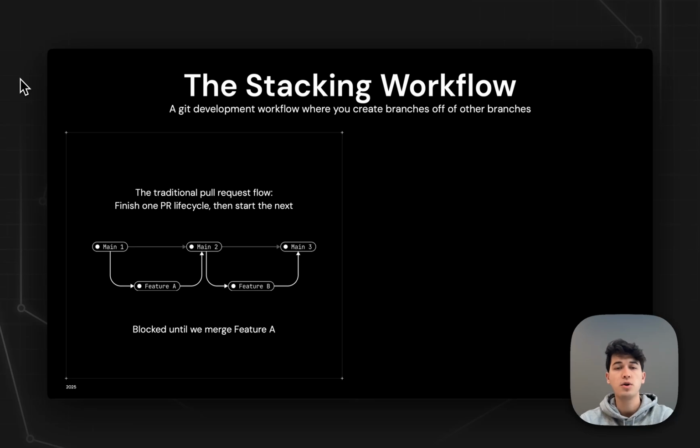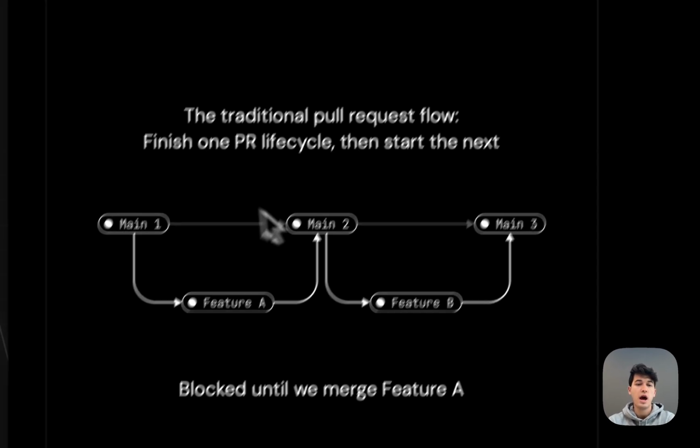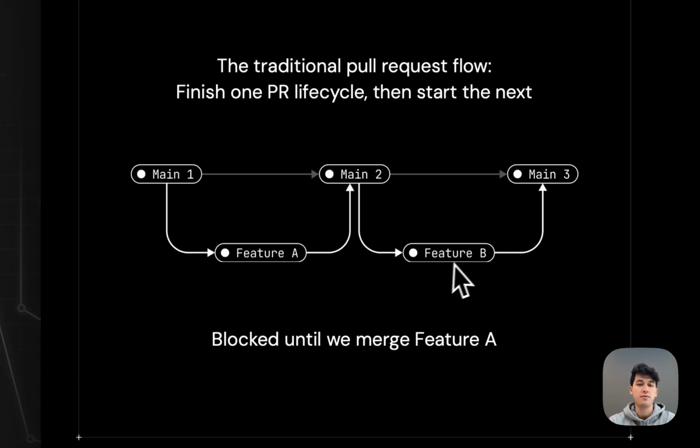So the stacking workflow is a Git development workflow where you create branches off of other branches. Conceptually, this is quite simple, but I think the best way to illustrate the power of stacking is to go through a traditional workflow and then what a stacking workflow looks like. So here on the left, we have a traditional workflow. We have a version control example with main across time. And then we have two features, feature A and feature B, which are both getting merged sequentially into main.